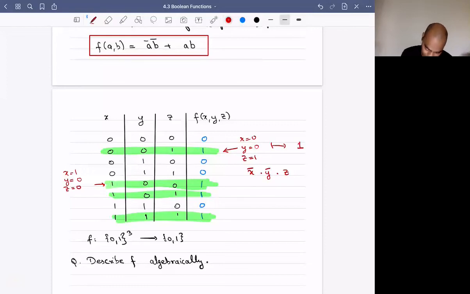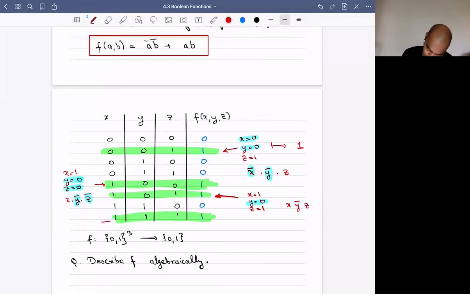So I will complement y and z, and I'll leave x as it is. And the reason I'm complementing y and z and not x is because these two are 0. Similarly, in the first case, I am doing this. Here I have x equals 1, y equals 0, z equals 1. So I only need to complement y. And so I'll get x, y bar, z.